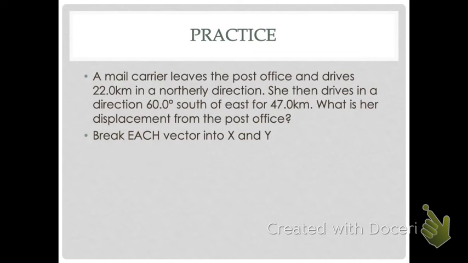The first step is to break each of our vectors into x and y. So we've got two vectors here, 22 kilometers north, and then 47 kilometers, 60 degrees south of east. So we've got two vectors we've got to pay attention to here, and I'm going to treat them each separately. So I want to look at vector 1, which we'll just call V1, 22 kilometers north. And I'm going to draw what it individually looks like, 22 kilometers north.